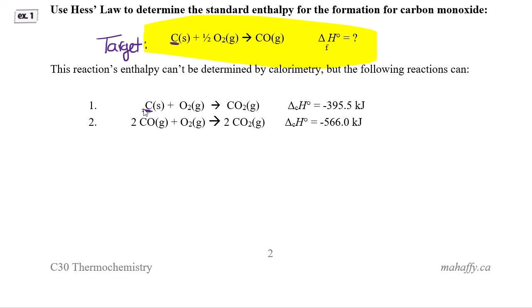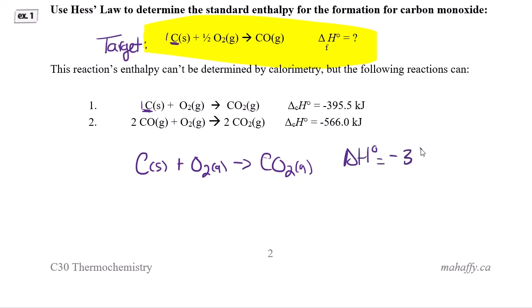And the coefficient is already what I want. I've got a coefficient of 1 here, and I want a coefficient of 1. So I'm going to leave this equation as is. So my first equation will be my solid carbon plus my oxygen gas gives me carbon dioxide gas, and the enthalpy of that reaction is negative 395.5 kilojoules. Now let's look at the second one.